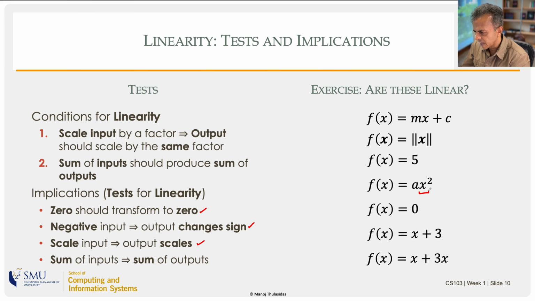Now here, x square obviously is not going to be linear, but 0 transforms to 0, that is fine. Negative x doesn't transform to negative, so it fails here.